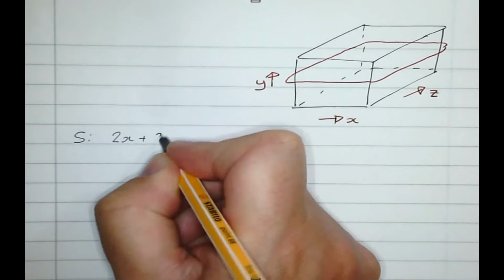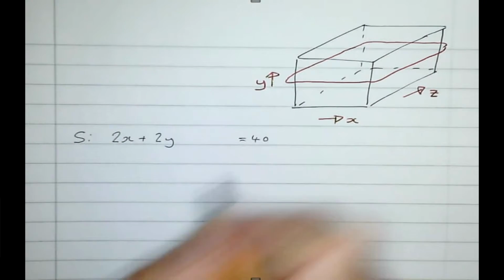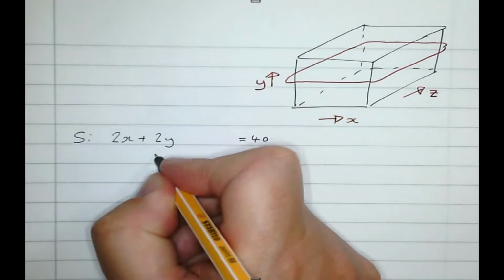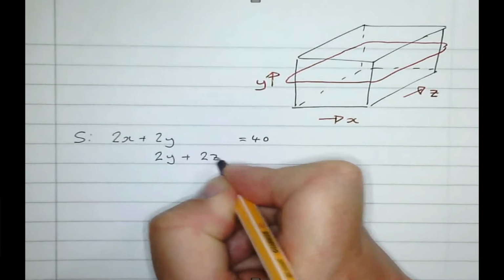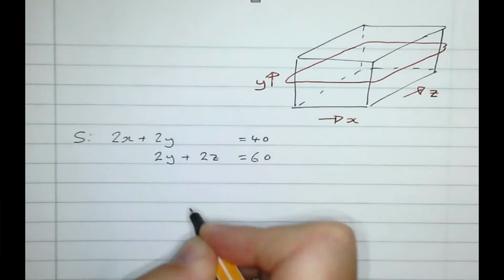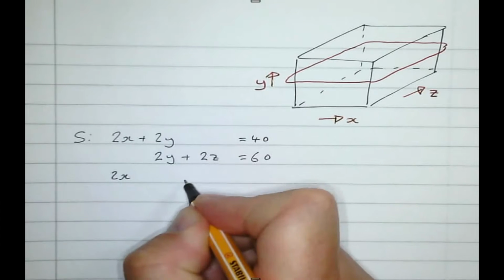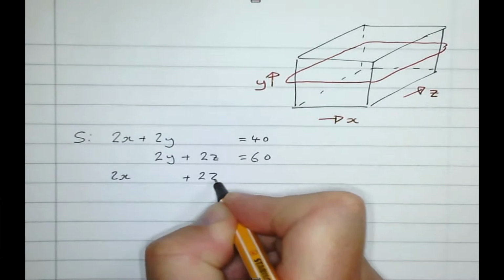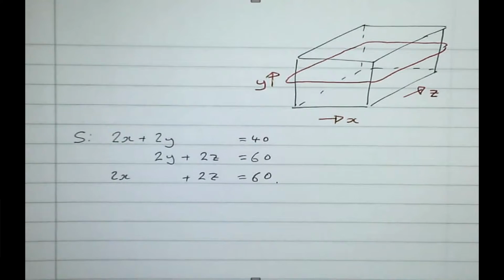We were told that we have one piece of string that goes in the X and the Y direction, and that is 40 centimetres. Another piece of string will be 2 lots of Y and 2 lots of Z, and that's 60 centimetres. And the last one will be the other combination, which is 2 lots of X and 2 lots of Z, and that was also 60 centimetres.